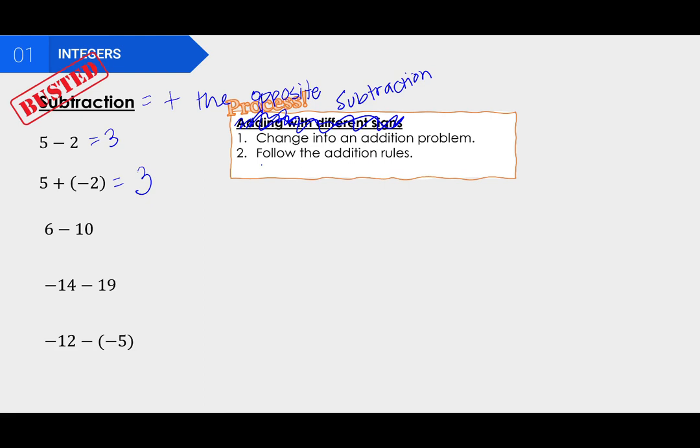So 6 minus 10 becomes 6 plus the opposite of positive 10, which is negative 10. Follow the rules, that's negative 4. Negative 14 plus negative 19, right? Both signs. Keep the sign, add the values. And this is a tricky one right here. Whenever you see the minus and negative, just make that big plus sign. Negative 12 plus 5, different signs. So that's 7. Keep the stronger one. Negative 7. There you go.